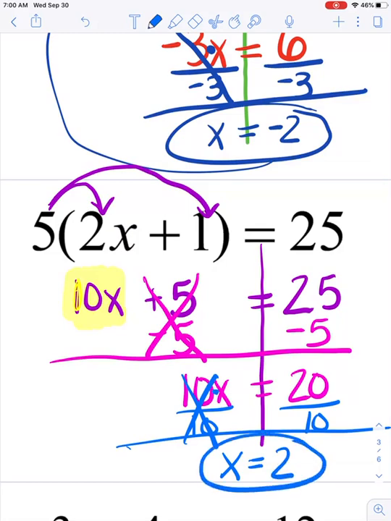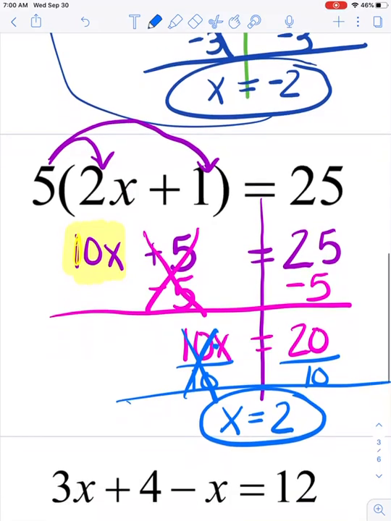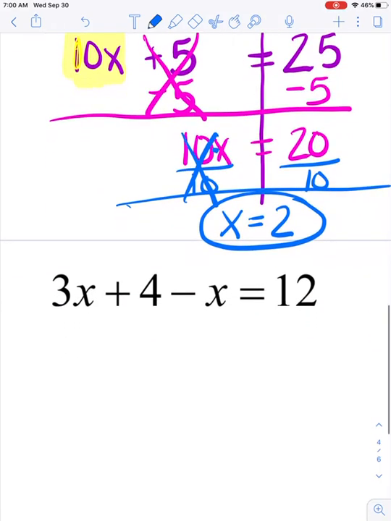Again, the process is the exact same as the two-step equations that we've done in class. Now there's just one more step. Here you had to do distributive property first. All right, I think I got 2 more examples here.